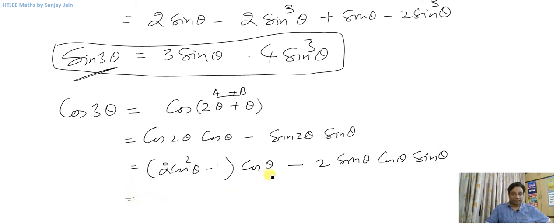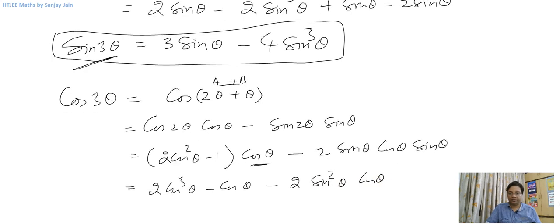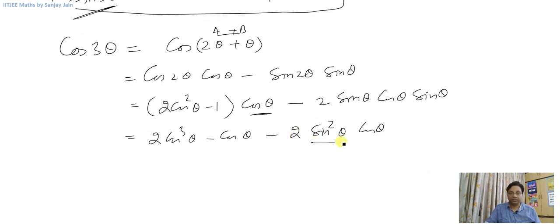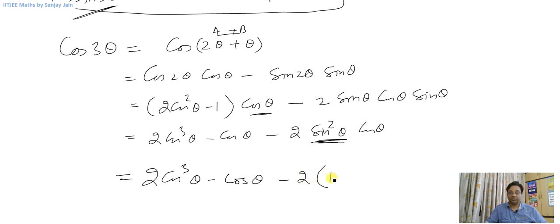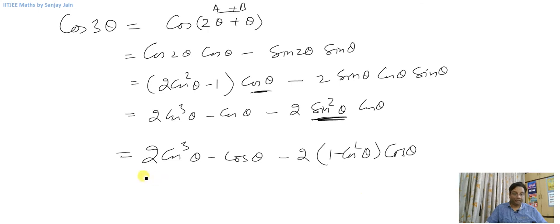So in the next step, let me multiply it inside. 2 cos cubed theta minus cos theta. And what is this? This is minus 2 sin square theta cos theta. Now I am going to write this sin square theta as 1 minus cos square theta. Okay. So this is equal to 2 cos cubed theta minus cos theta minus 2 into 1 minus cos square theta into cos theta.